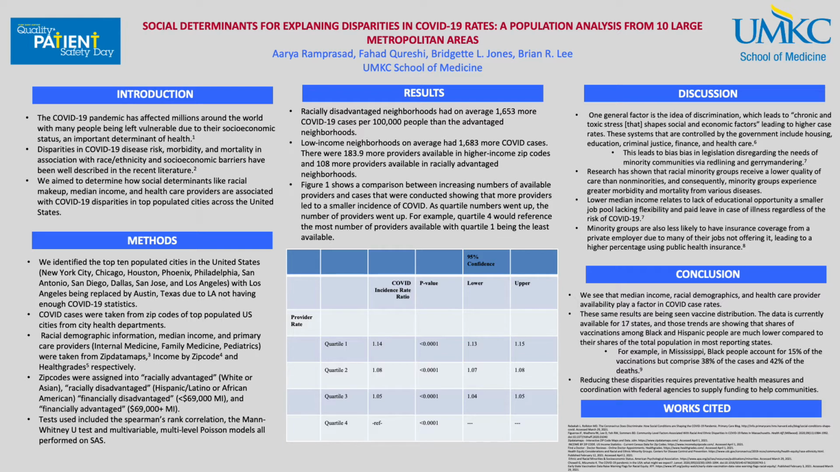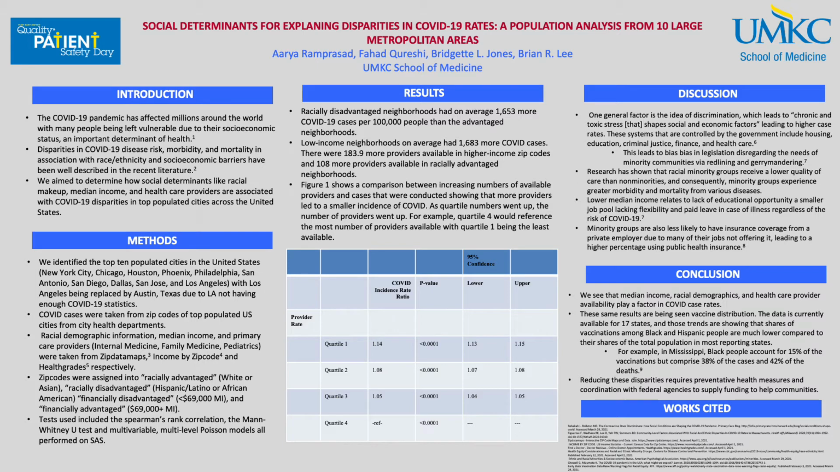So one general factor is that the idea of discrimination ends up leading to chronic and toxic stress that shapes social and economic factors, and this could be leading to higher case rates. The systems that control these factors are government. These systems include housing, education, criminal justice, and healthcare. Racial discrimination has been seen to lead to a lower quality of care. A lot of minority groups end up having worse care than non-minorities, and these minority groups experience a lot more morbidity and mortality from various diseases.